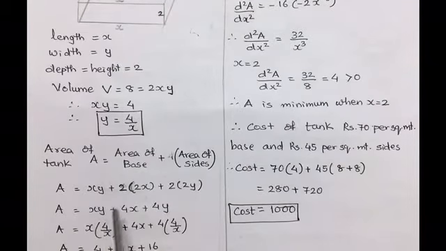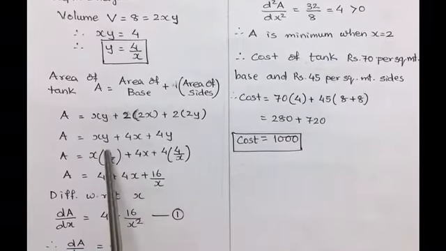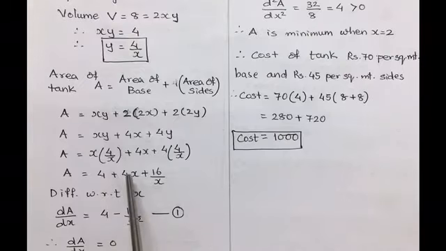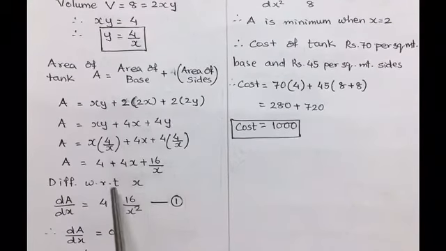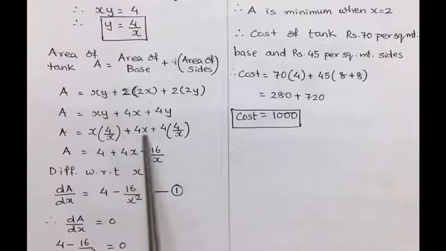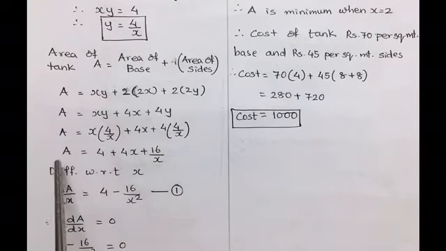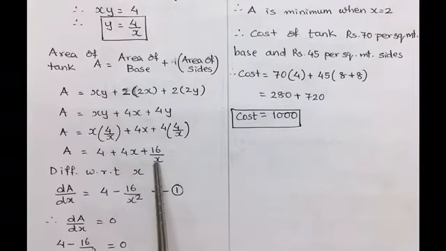So it will become A is equal to xy plus 4x plus 4y. By simplifying it, keeping the value of y as 4 upon x, we get the complete area as: x and x get cancelled, so only 4 remains, 4x, and 4 into 4 makes it 16 by x. So this is the expression of area in terms of x.